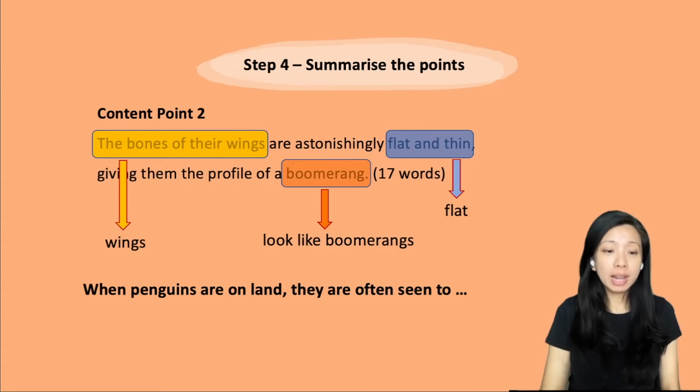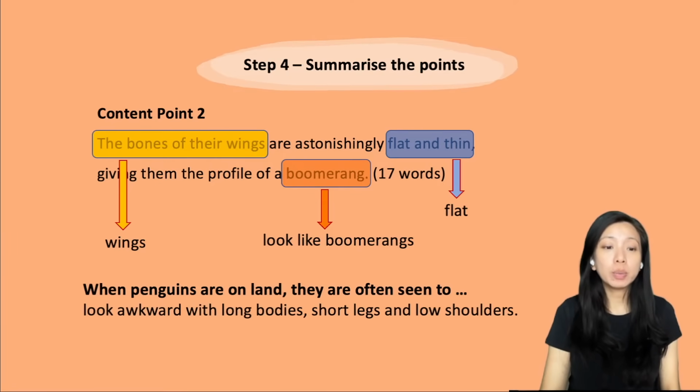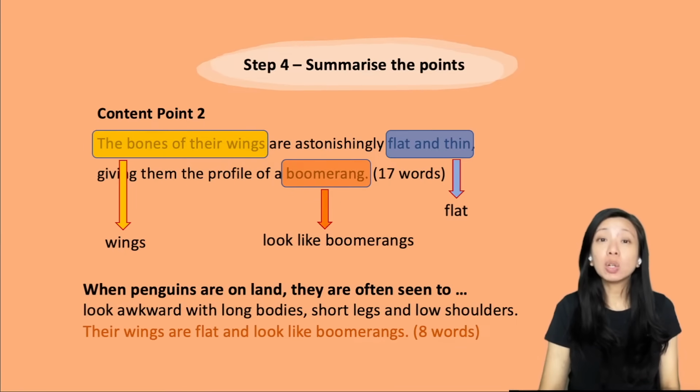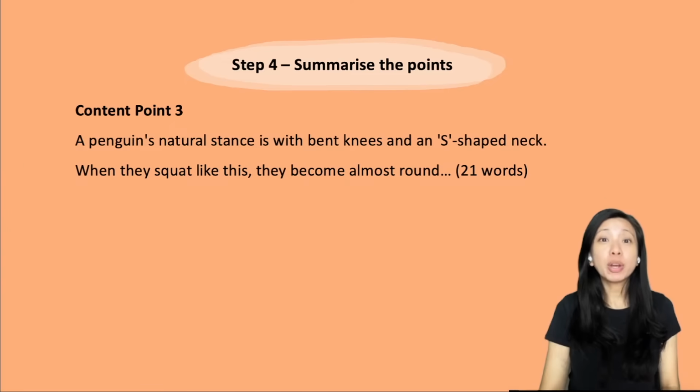So I'm going to add on to what I have already summarized previously. When penguins are on land, they are often seen to look awkward with long bodies, short legs, and low shoulders. Now I'm adding on, their wings are flat and look like boomerangs. So for this content point, I have summarized it to 8 words. Let's try content point 3. Once again, pause this video and try to summarize the content point and share your answers in the comment box below.